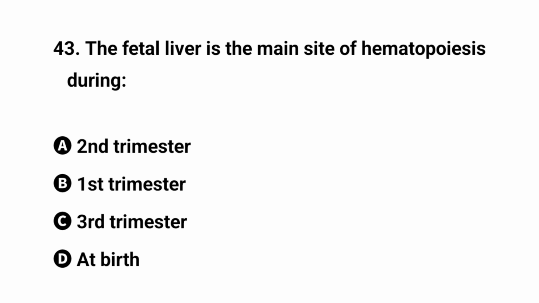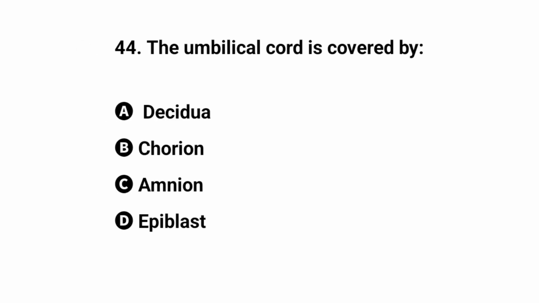Question number 43. The fetal liver is the main site of hematopoiesis during. The right answer is A. Second trimester. Question number 44. The umbilical cord is covered by. The right answer is C. Amnion.